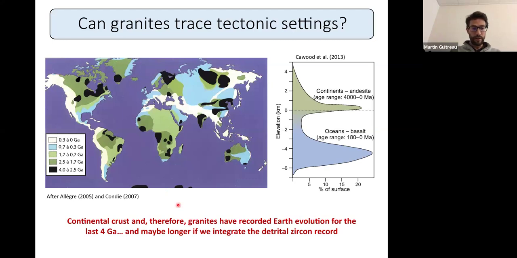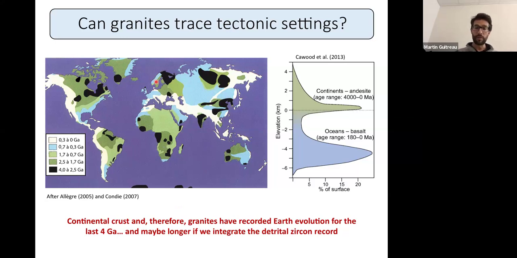Fortunately, as I said, the continental crust is essentially made of granitoids. So we can use granitoids to track the geodynamic regimes back in time, since, as shown in this map of surface age distribution, the continental crust is actually a patchwork of crustal domains of different ages that have recorded Earth evolution for the last 4 billion years.